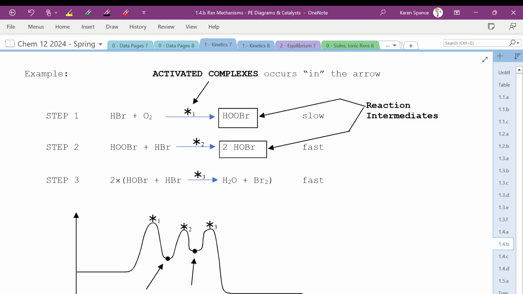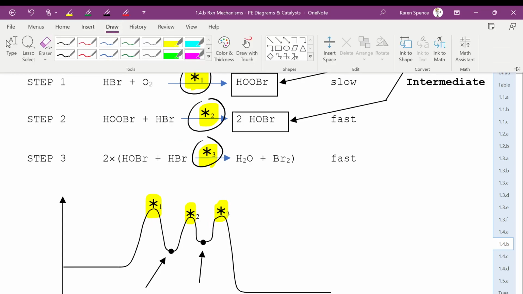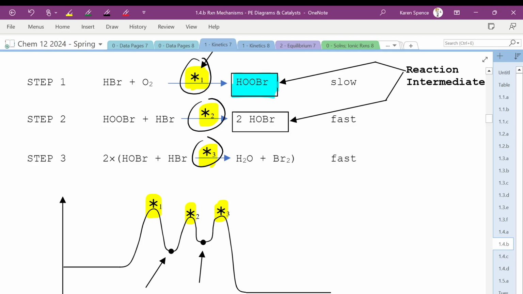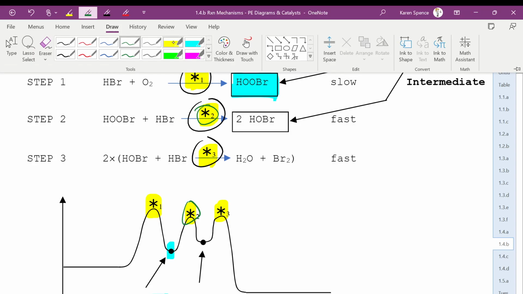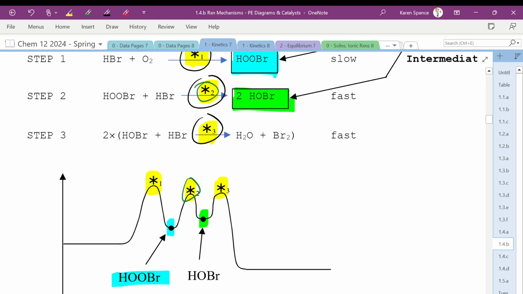So, the activated complexes, remember they happen in the peaks. So we have them 1, 2, 3. Now our reaction intermediate, Huber, is formed after the first step. So right here, that's Huber. And then Huber forms star number 2, and then it reacts to form Hober. So where is Hober? Hober is in that second valley because it comes after the second activation peak. And then finally, we get the third activated complex there, and then finally, we end up at our products.